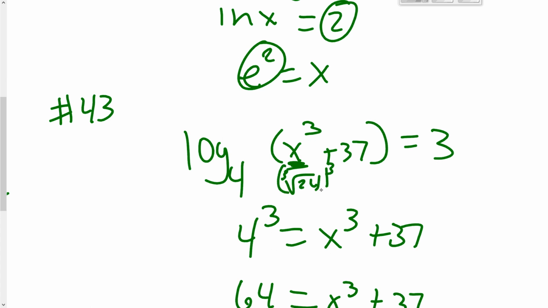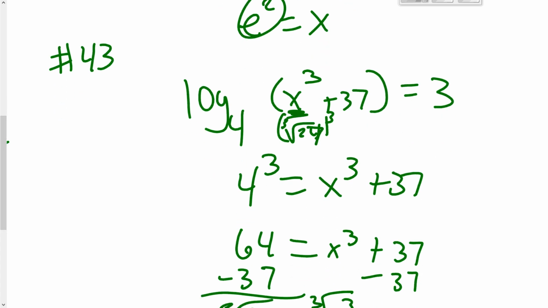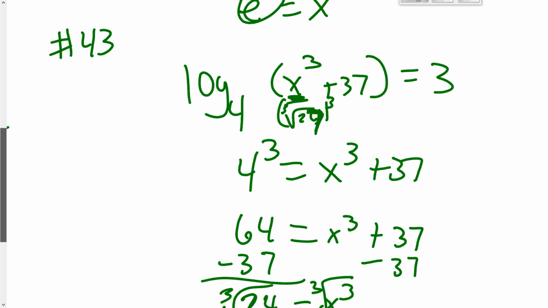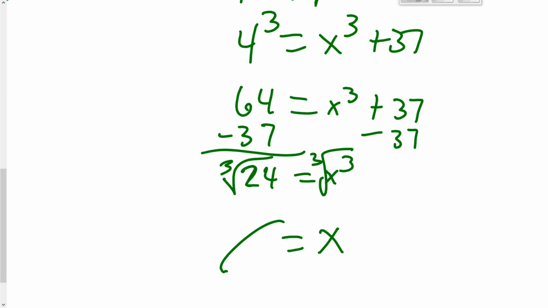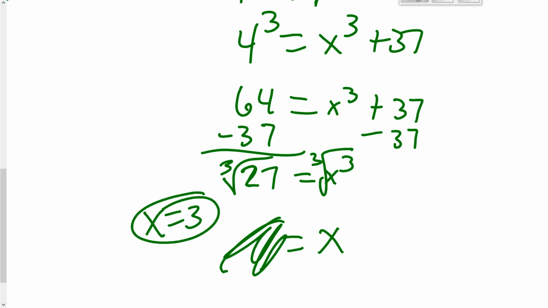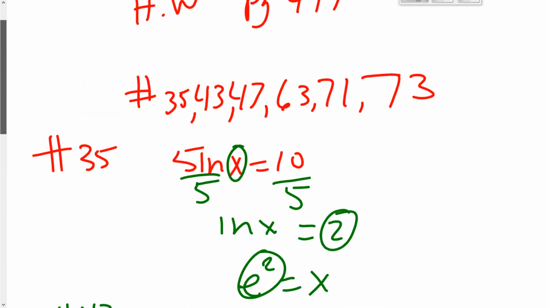being cubed is just going to get 24, and 24 plus 37, that'd be 61, so it should be 27. Yeah, 27. And cube root of 27 is 3. So our answer, x equals 3. And that is correct. Okay, some of the other ones.